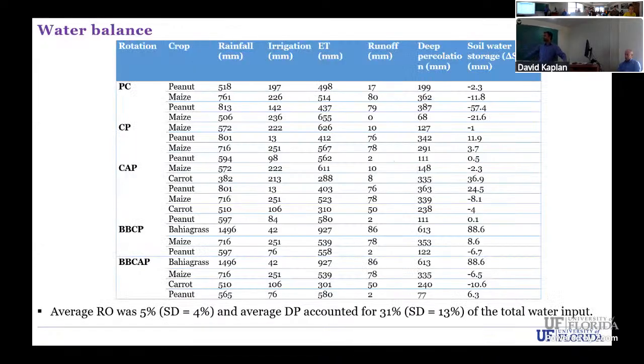Again, this is the water balance approach. I don't want to go in deep, but what it tells you is that on average, the runoff was about 5%, and deep percolation accounted for 31% of the total water inputs. So this is the main message from this particular table. Deep percolation is definitely, in our setting of sandy soils and large precipitation events, a considerable part of the water balance.